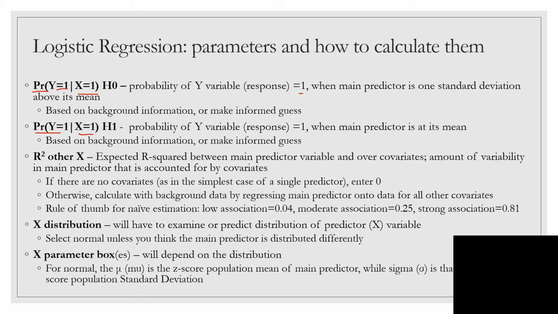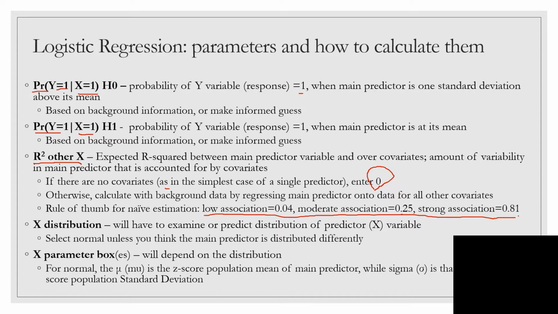And then the third thing here is the R squared other X, the expected R squared between the main predictor variable and the other covariates. It's the amount of variability accounted for by covariates. Now, if there's no covariates, which is the simplest case, which is what we're looking at, we're just going to enter 0. Otherwise, you have to calculate it with regression of the predictor on the other covariates. If you don't have background information, these are some naive assumptions for no background data: low, medium, and strong.